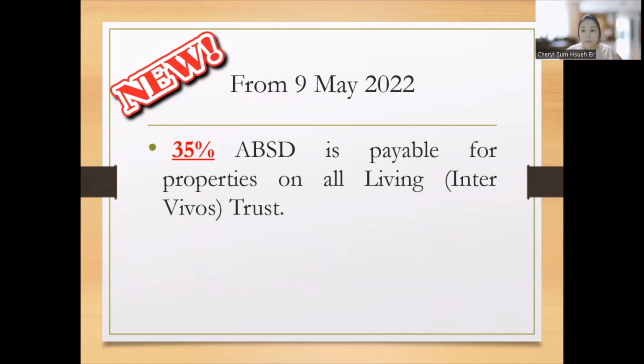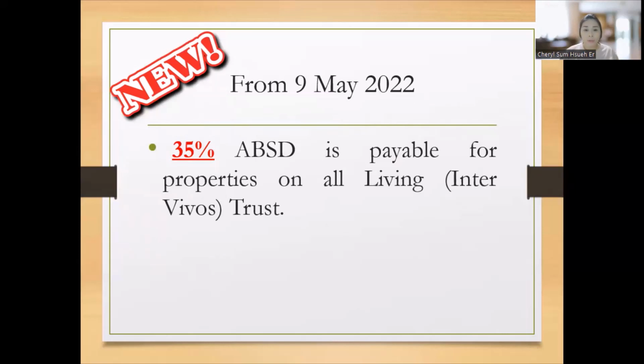So in the examination, if the paper asks you, what is the ABSD rate payable for properties held in an inter vivos trust or living trust? The straightforward answer should be 35%. But that's just the first part of what we're going to talk about now.